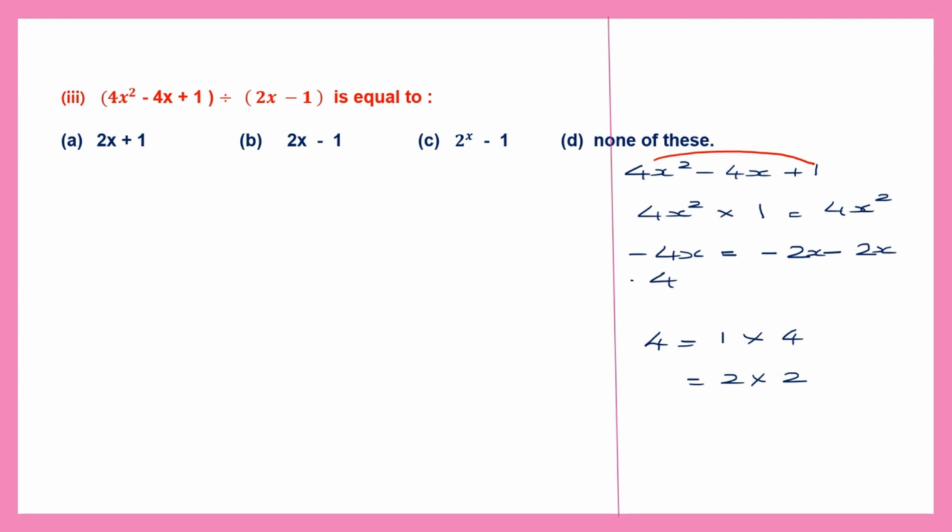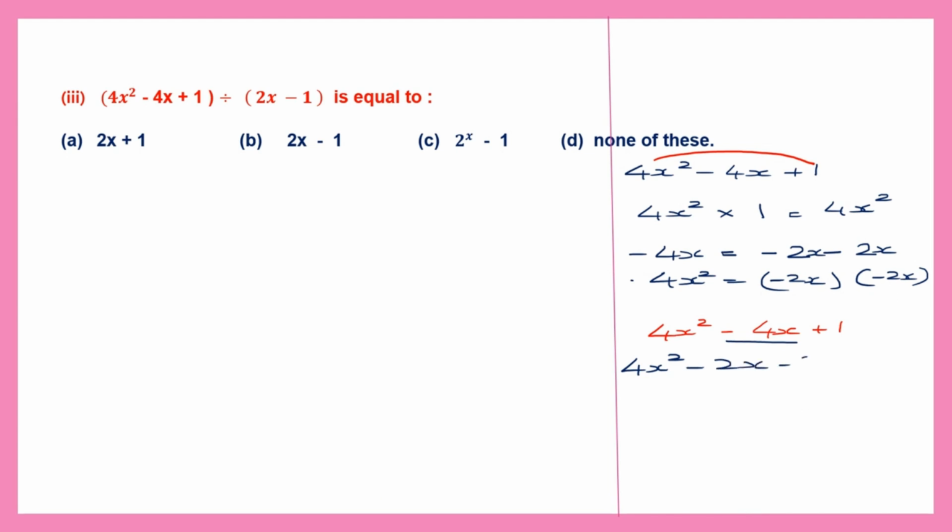Again, to get 4x square, I can say minus 2x into minus 2x. It will give me 4x square. How? Minus into minus is plus, 2 into 2 is 4. So these are my two numbers that I'm going to split into. So now let me write this term as it is, 4x square. Now I'm going to split the middle term by writing minus 2x minus 2x. That will give me minus 4x plus 1.